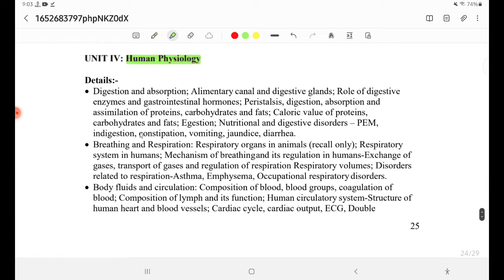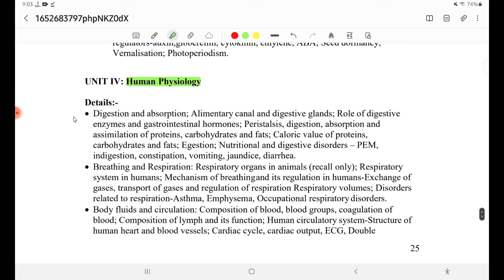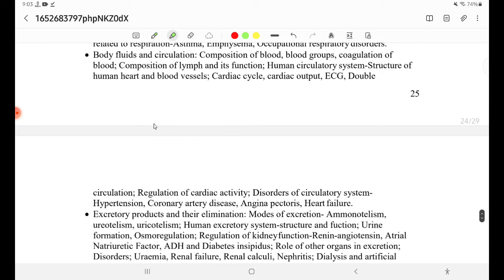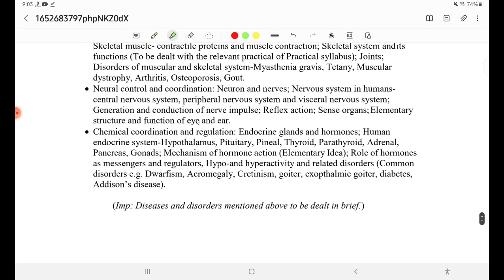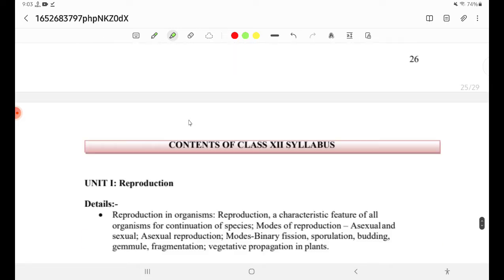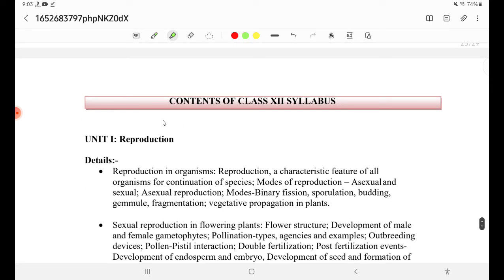This human physiology is one of the most important chapters. Here you can find the physiology part like digestion, absorption, breathing, and many more. You can pause the video to read, or we can provide the PDF also. And the most interesting chapter is reproduction. It is the class 12 syllabus of NCERT biology for the NEET syllabus.